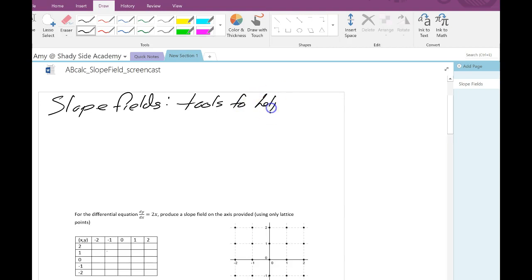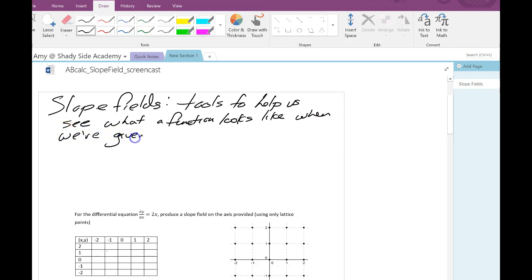to help us see what a function looks like when we're given a differential equation. Okay, and most of the time when we're doing this, it's because we can't solve the differential equation.